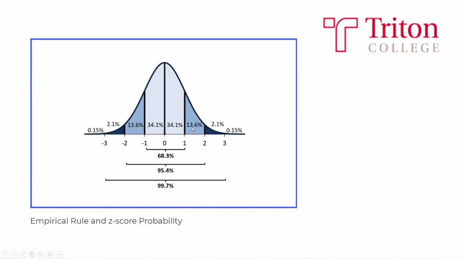Now, this 13.6% just means that 13.6% of observations will be between one standard deviation and 2 standard deviations above the mean. 2.1% will be between 2 standard deviations and 3 standard deviations above the mean, and a very small 0.15% will be more than 3 standard deviations above the mean. Ditto with below the mean, and that's why you get this 68%, 95.4%, and 99.7%.